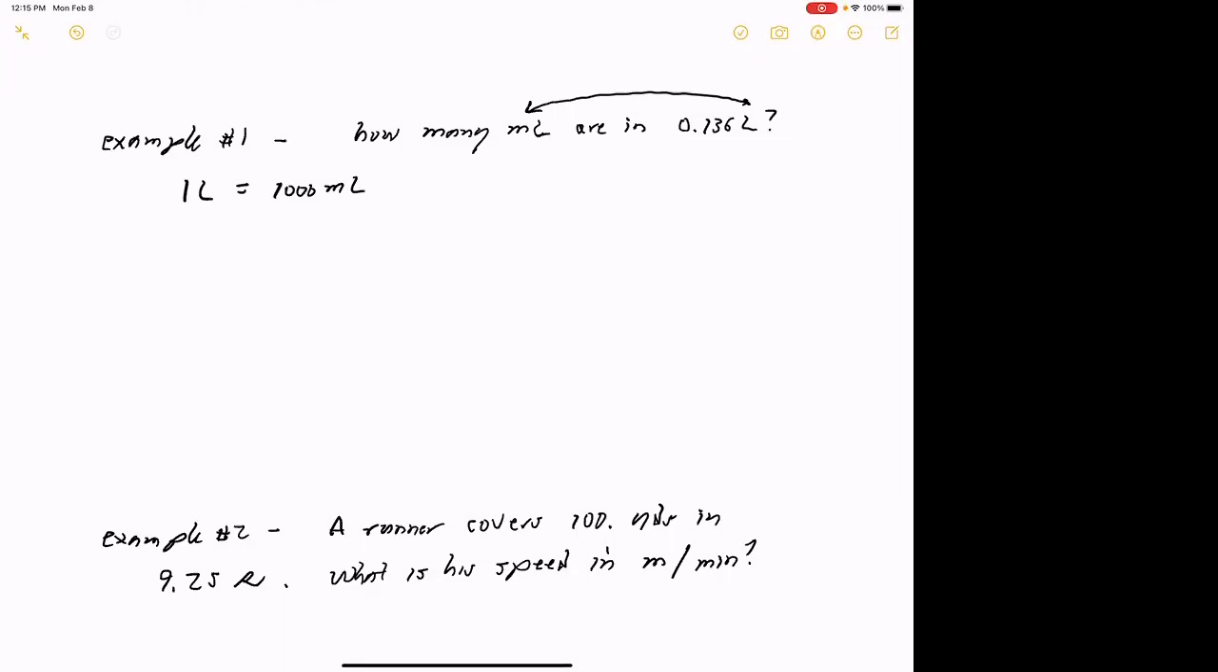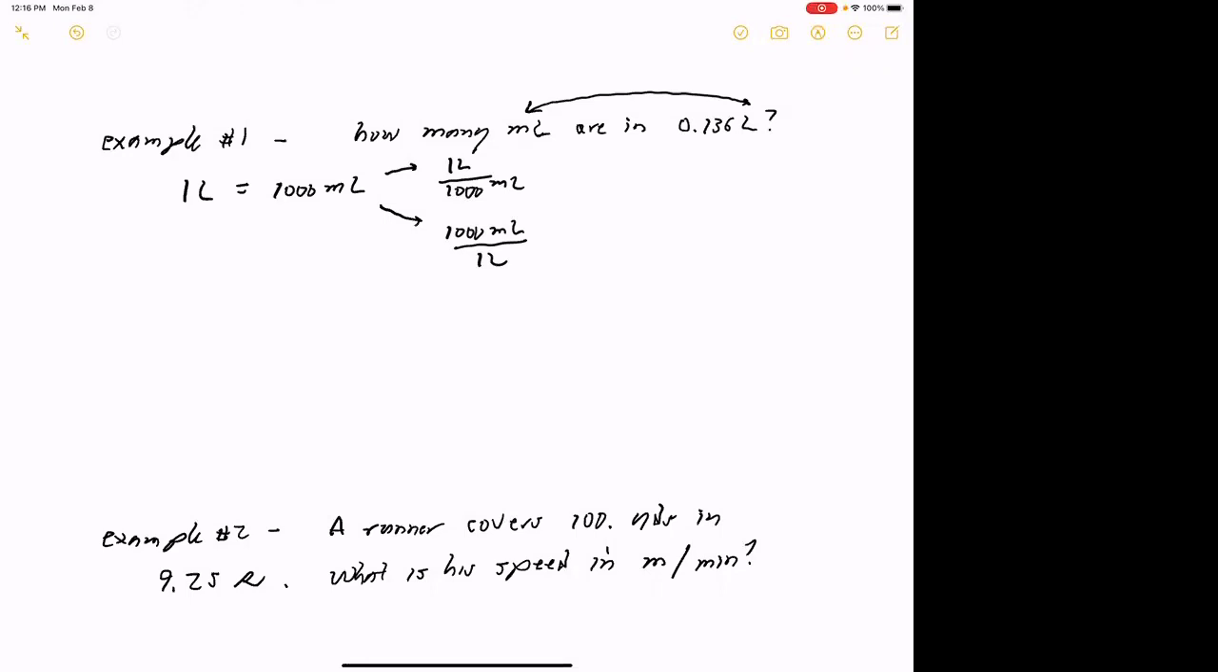Now, in order to make this into something useful that I can use to solve this problem, what I do is I take that equivalency statement and I write it as a ratio. And there are two ways I could do that. I could write 1 liter over 1,000 milliliters. Or I could flip that ratio and I could say, okay, I could have 1,000 milliliters over 1 liter. Okay, just write it as a ratio. And now what I'm going to do to solve the problem is I'm going to pick the ratio that's going to get the units to work.